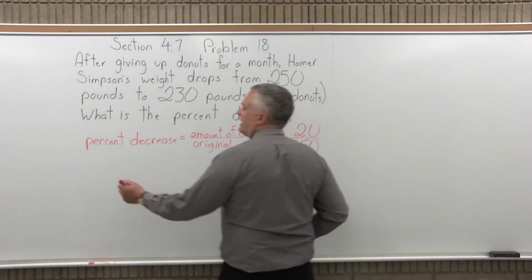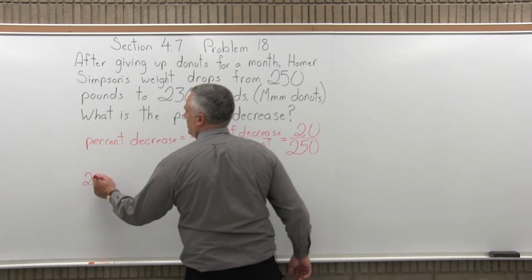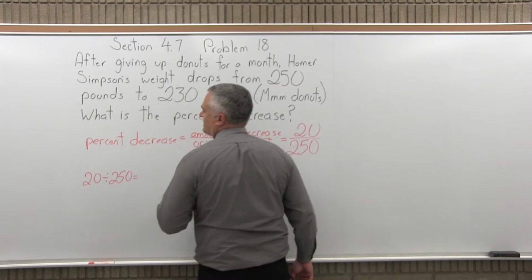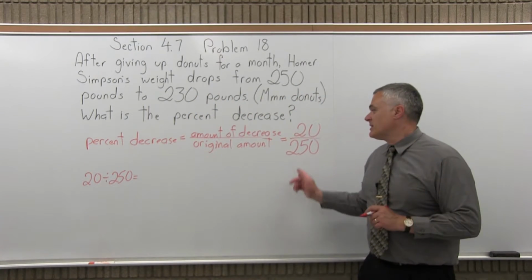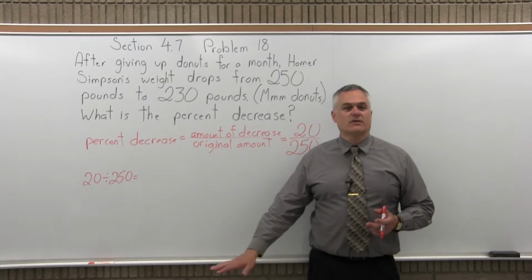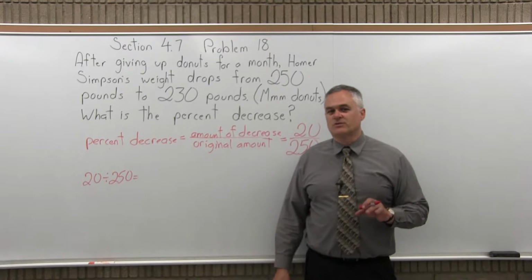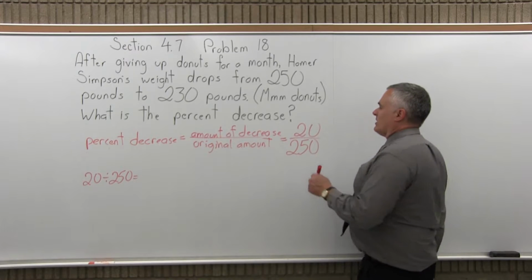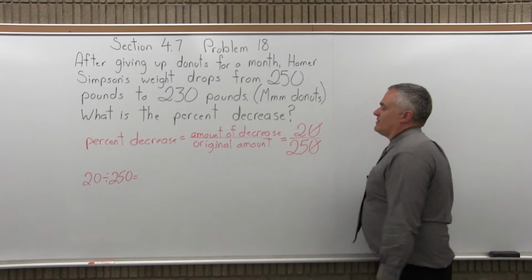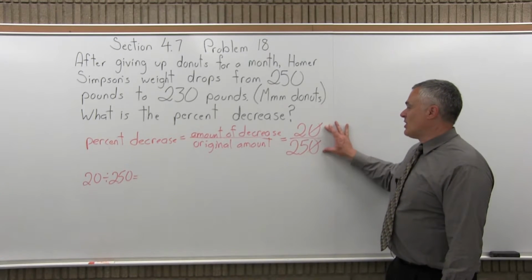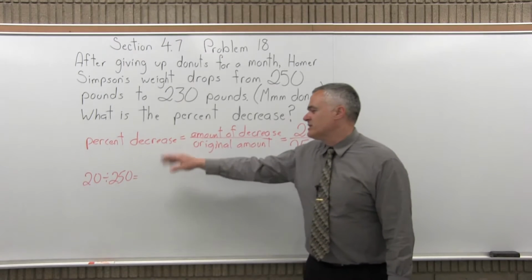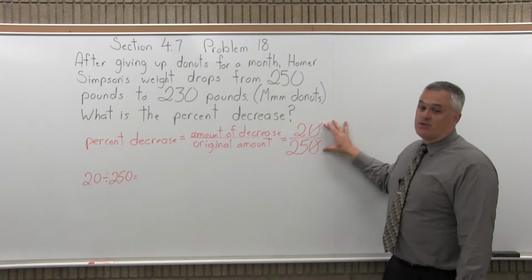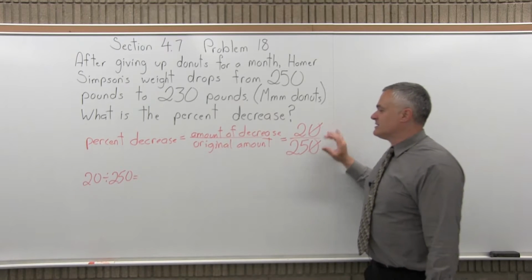So again, if your math teacher allows you to use a calculator for class, just do the numerator of 20 divided by the denominator of 250 equals. The calculator will give you the decimal right away. You still have to convert that. Now, if your teacher won't let you use a calculator, you just have to do it the long way. If you're going to do it by hand, I would at least cancel the zeros.